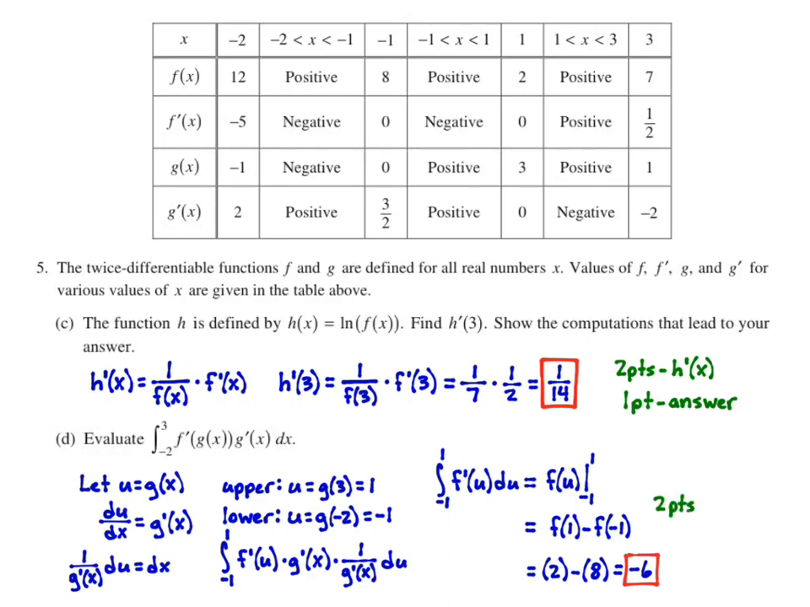So points for this, you're going to get 2 points for the antiderivative. So if you used U-substitution and you got f of u evaluated from -1 to 1, that would be your 2 points. If you did not use U-substitution and you just said the antiderivative is f of g of x, that would also be 2 points. And then you're going to get 1 point for your final answer of -6. So again, every FRQ is worth 9 points. You don't have to, and you shouldn't be grading yourself on this because we did this together. But now it's your turn. So you're going to do your problem.